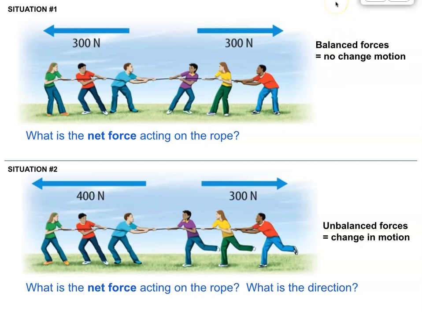So let's take a look at this scenario. We have similar situations, and here you can see that the size of the forces for each team are given to you, and the direction of the force for each team is given to you. Now we need to consider, what is the net force acting on the rope?